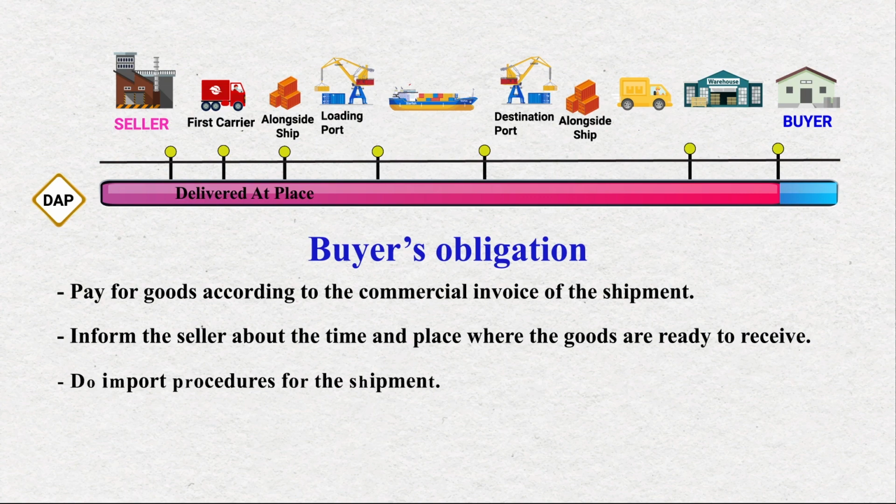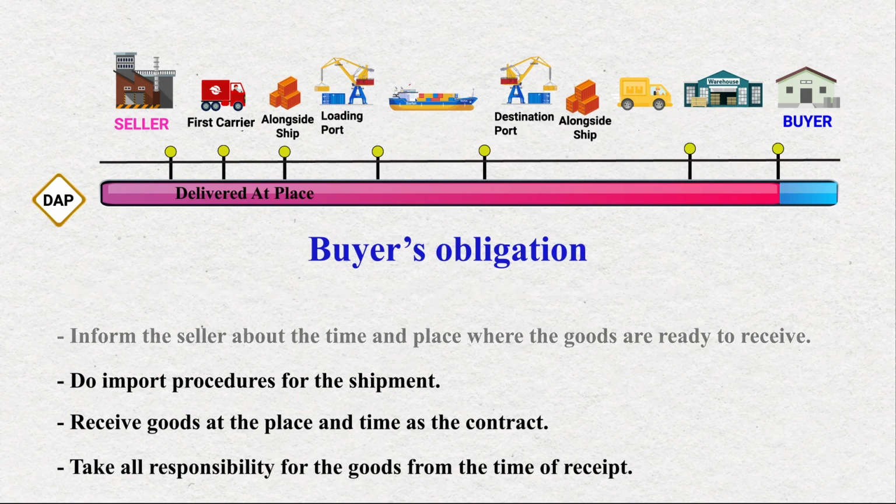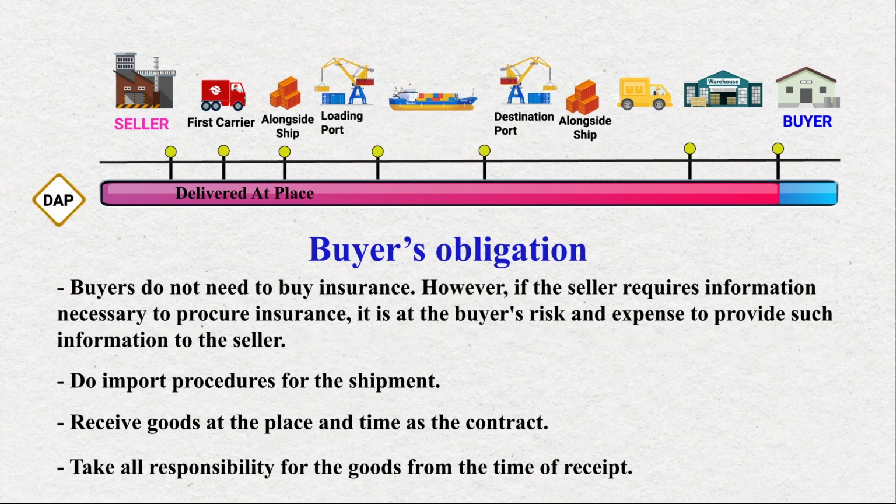Do import procedures for the shipment. Receive goods at the place and time as the contract. Take all responsibility for the goods from the time of receipt. Buyers do not need to buy insurance. However, if the seller requires information necessary to procure insurance, it is at the buyer's risk and expense to provide such information to the seller.